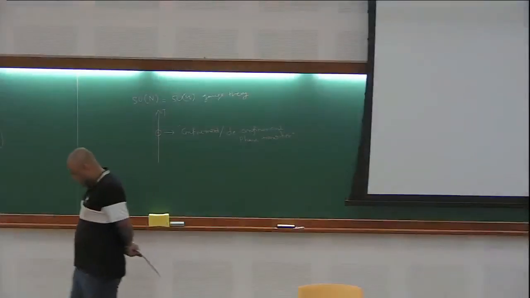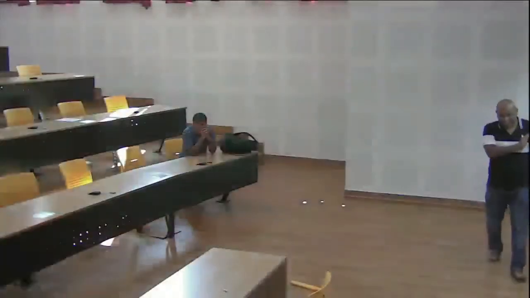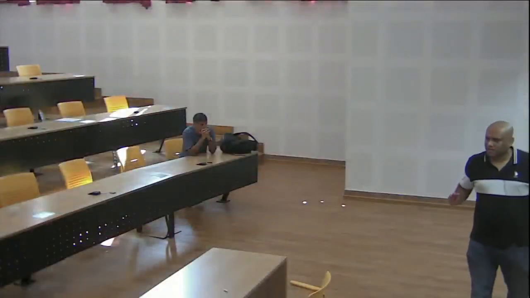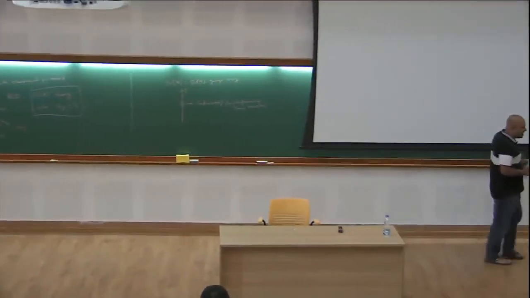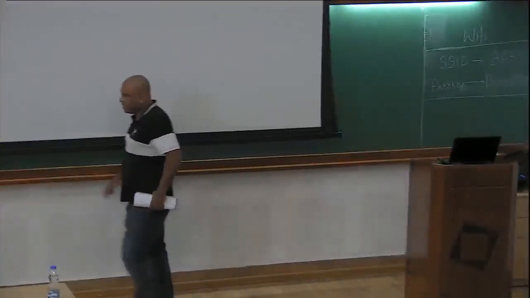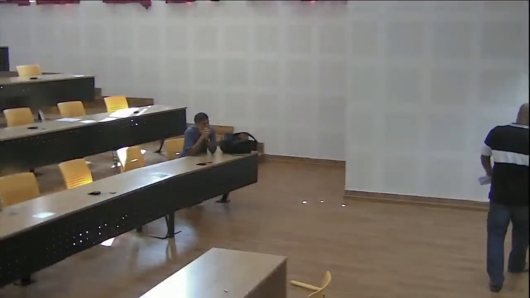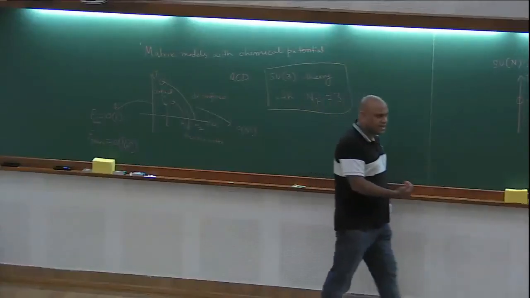That actually is a good point. This counting argument is not exact, but because of the various large N limitations, one can show that even in the deconfined phase, it is not just a sum of N squared plus NF squared, but actually a bit less than that.